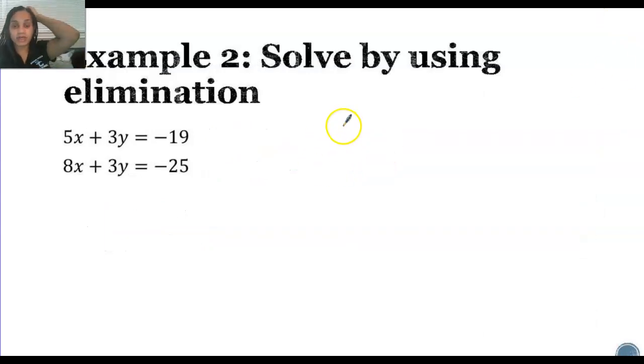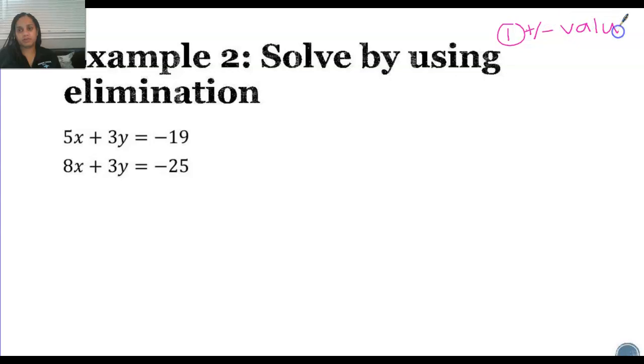Example 2, in this one, we're going to solve by using elimination. Now, this is a different method from graphing, whereas in this method, you want two things to happen. You want to have some integers, or not necessarily integers. They can be any type of numbers, but you want a positive and negative value of the same number.